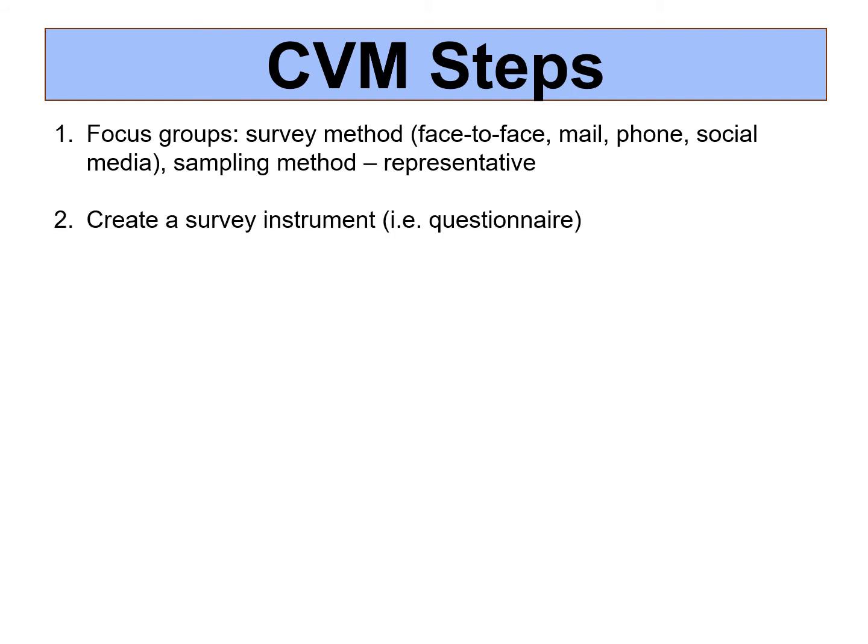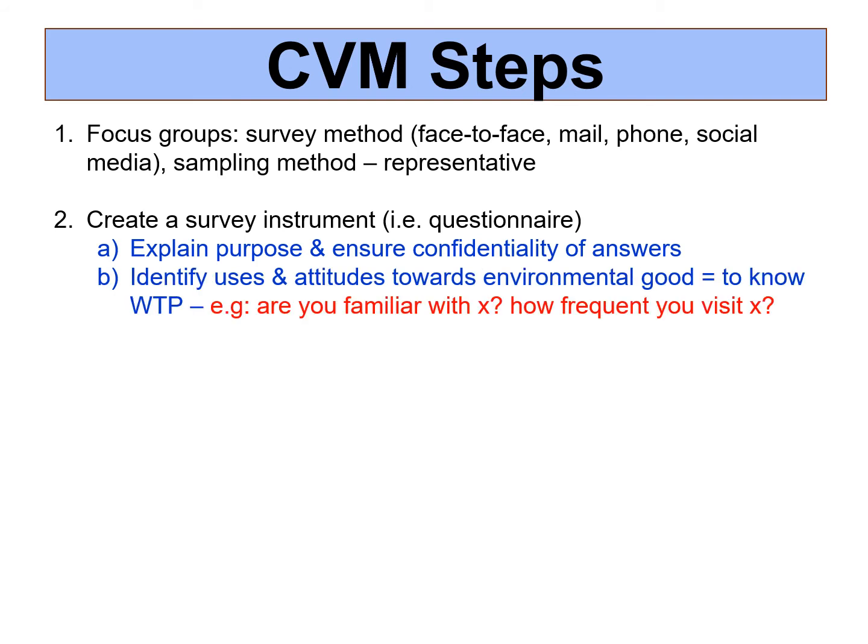The next one, you have to create a survey instrument. We call it a questionnaire. So in your questionnaire, you have to explain the purpose of your study. So you can say the purpose of my study is to find out how much people are willing to pay for the improvement in the Gombak River, and so on. And you also have to ensure the confidentiality of the answers of your respondents. The next one, you have to identify the users and attitudes towards the environmental good, or towards the Gombak River, because you want to know their willingness to pay.